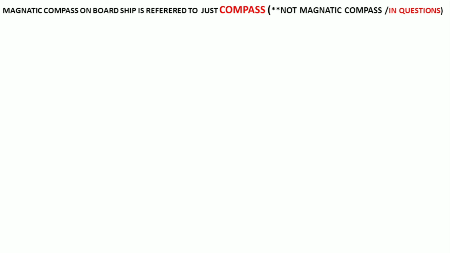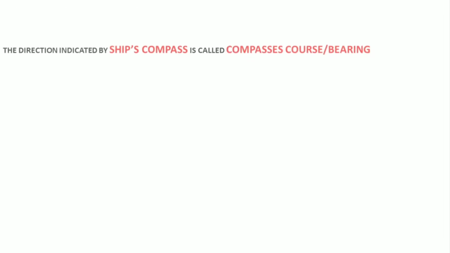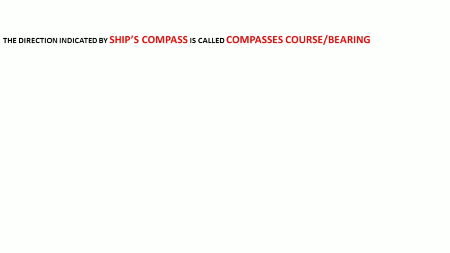And once this magnetic compass is placed on board, we refer to it as just compass. No more do we use the word magnetic. Just call it compass. Differentiate between magnetic and compass once it has been placed on board. The direction indicated by the compass on board is called compass course or compass bearing.